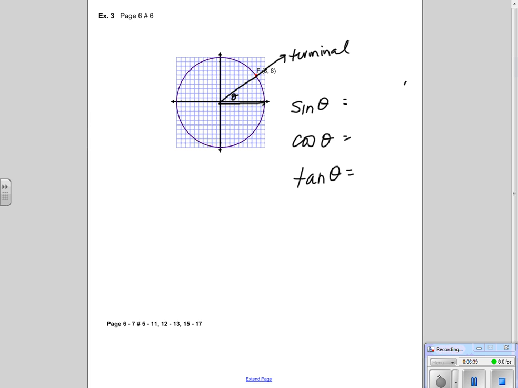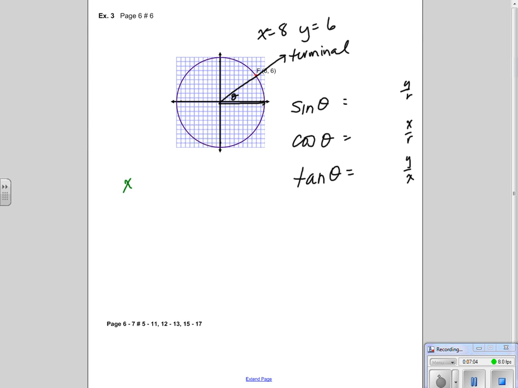And I'm going to just keep in mind that that is y over r, x over r, and y over x. I know my x and y values. I just wrote on top of them, but my x is 8 and my y is 6. Does it make sense for both of those to be positive in that quadrant? Absolutely.